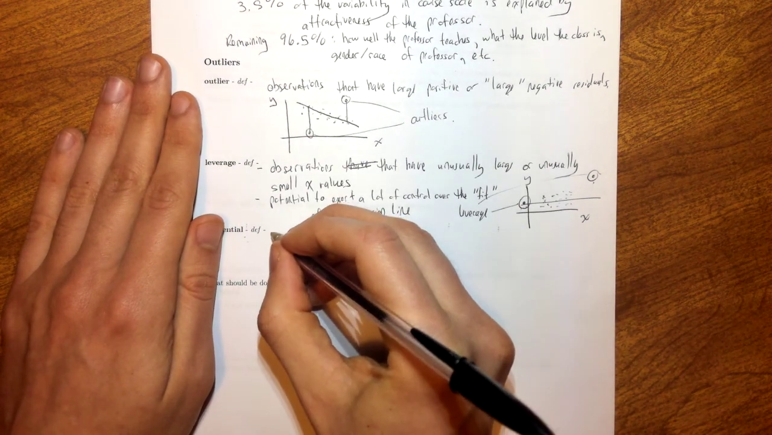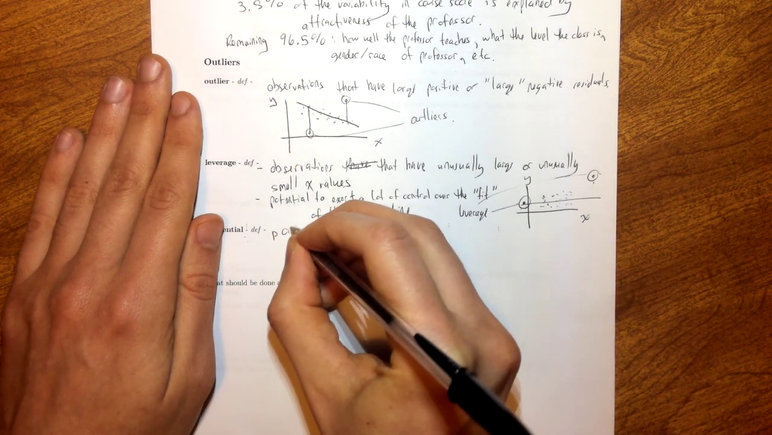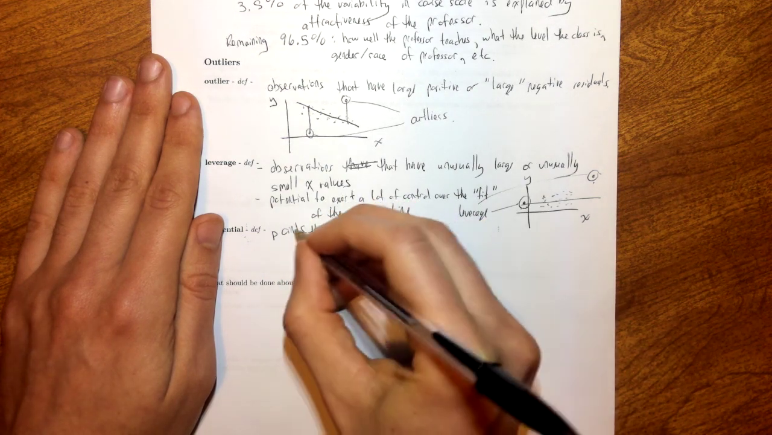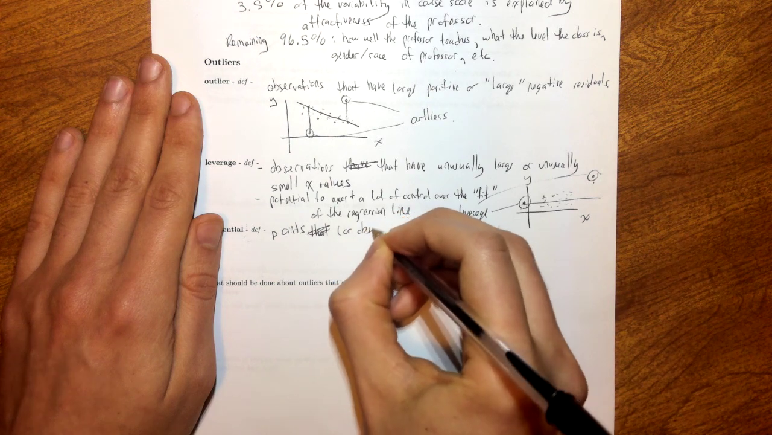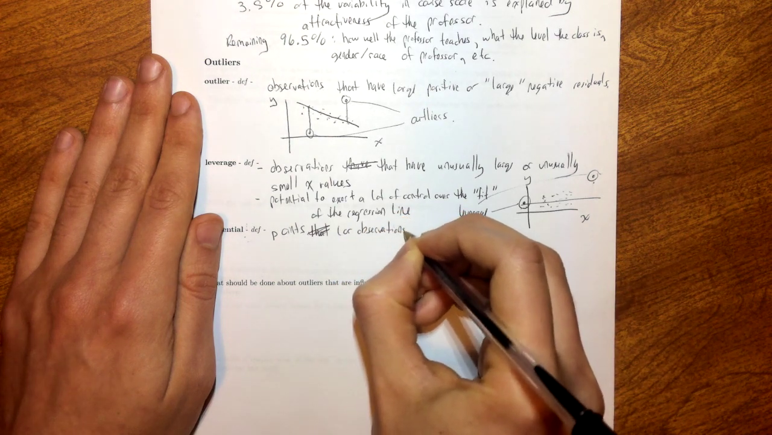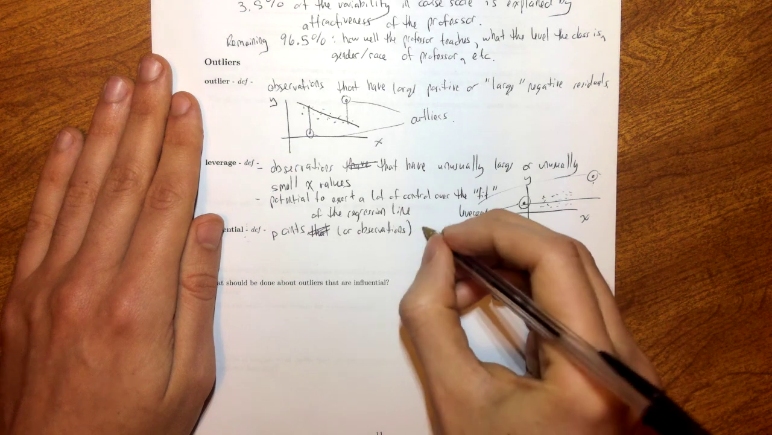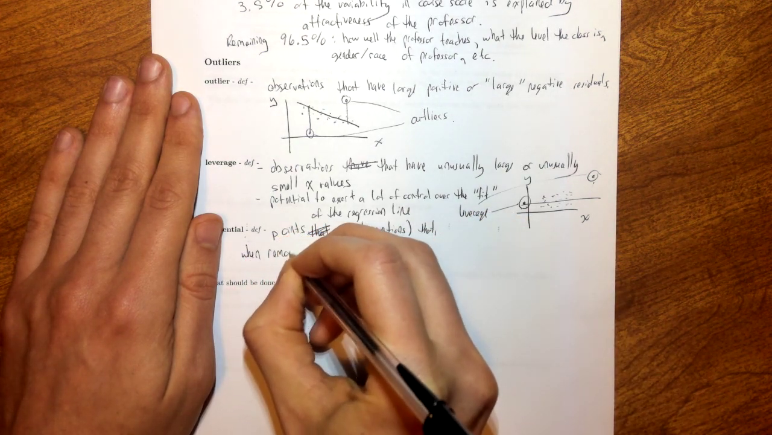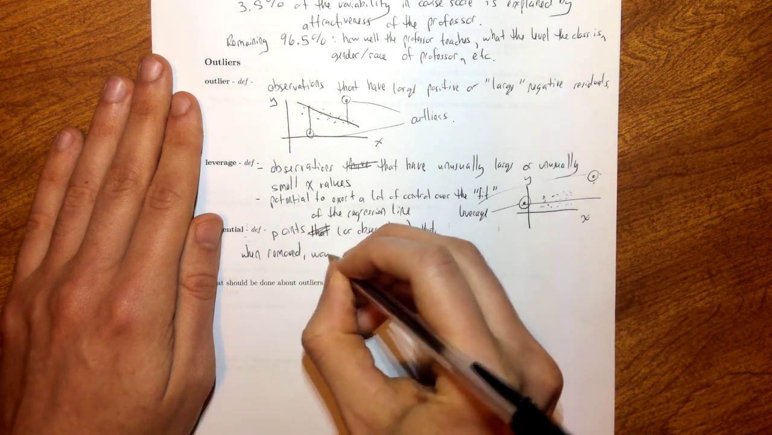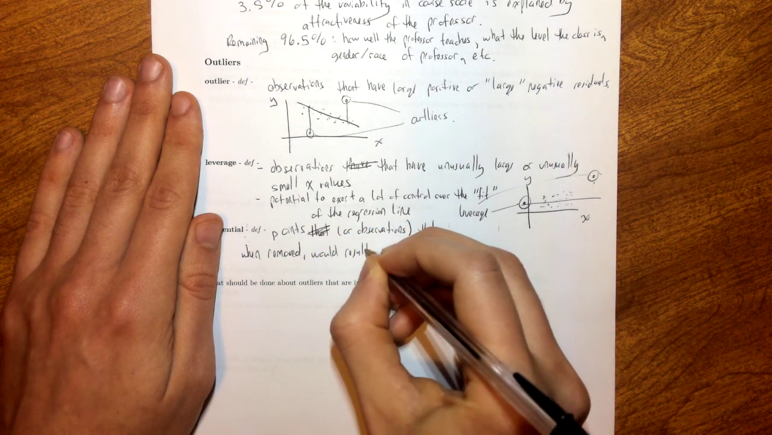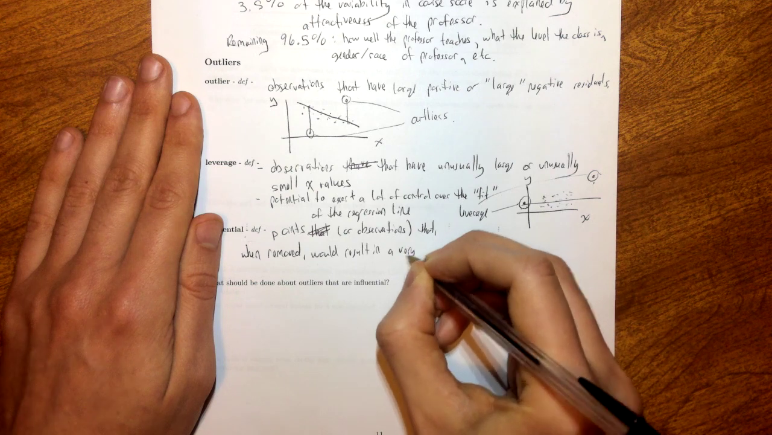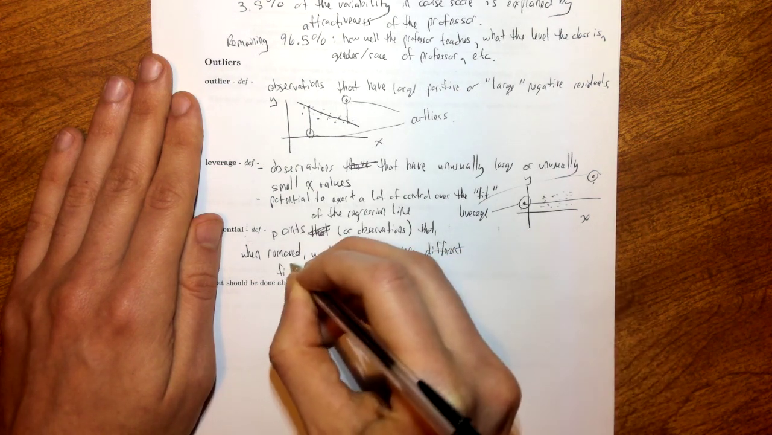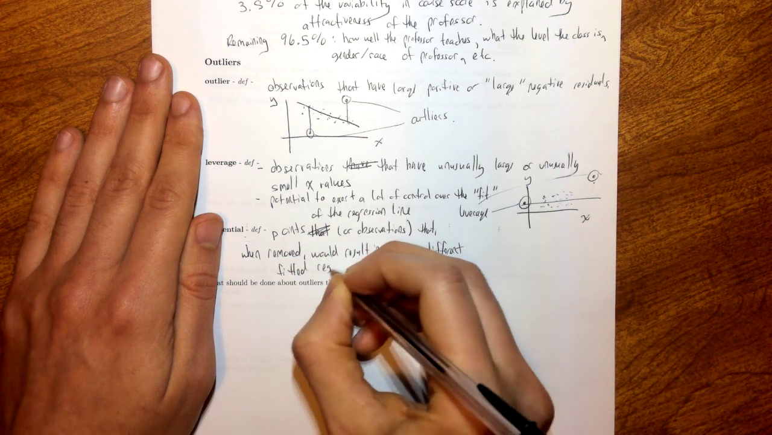The last definition that we're going to talk about is influence, which we're just defining as points or observations, since each point is an observation, those are equivalent, that when removed would result in a very different fitted regression line.